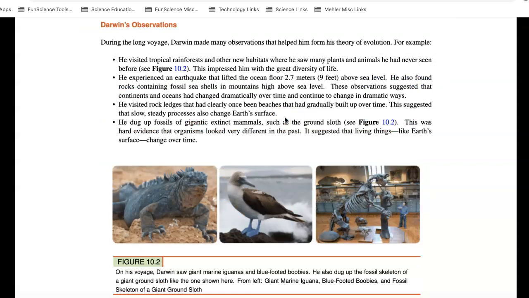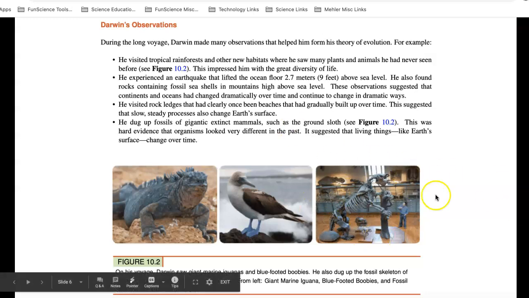Some of Darwin's observations, I'd like you to read through this section, is that he saw tropical rainforests for the first time. He saw plants and animals that he had never seen. One time he was off the coast of South America and he saw an earthquake lift up the ocean floor 9 feet above sea level. So he knew that geology played a big role in changing life. He visited rock ledges that were once beaches but had gradually built up over time. He saw that the Earth's processes could be slow and would take a long time. He also dug up fossils of gigantic extinct mammals, mammals like the ground sloth that we'll see down here in this picture. This was one of the fossils that he was able to dig up.